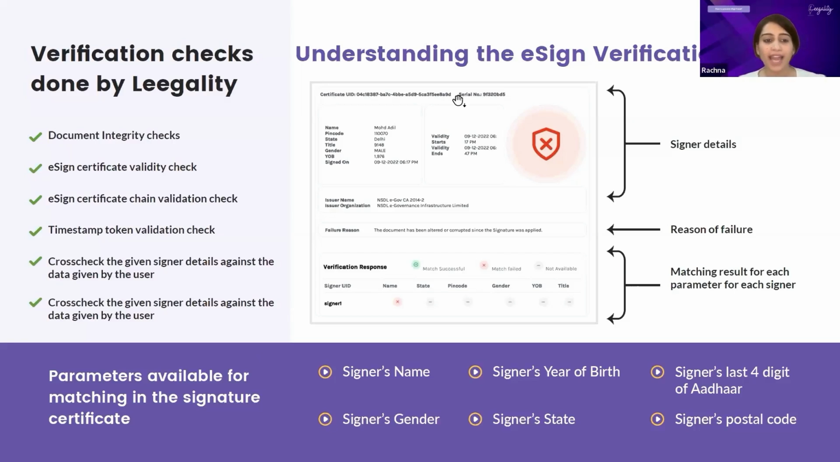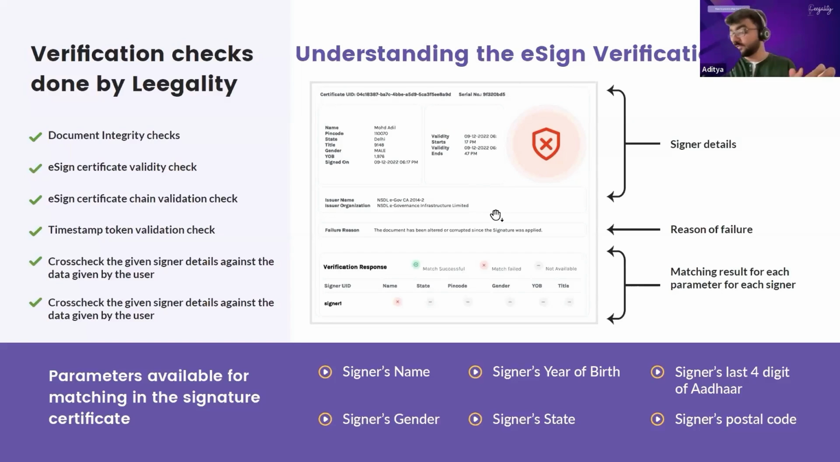Then timestamp token validation check, which tries to understand at the time of signing whether the certificate was valid or not. Then cross-checking the given signer details against data given by the user that we just did. So I think these are a few checks that we perform, and for further details, you can definitely refer to the API documentation. Great. Thanks, Rachna.